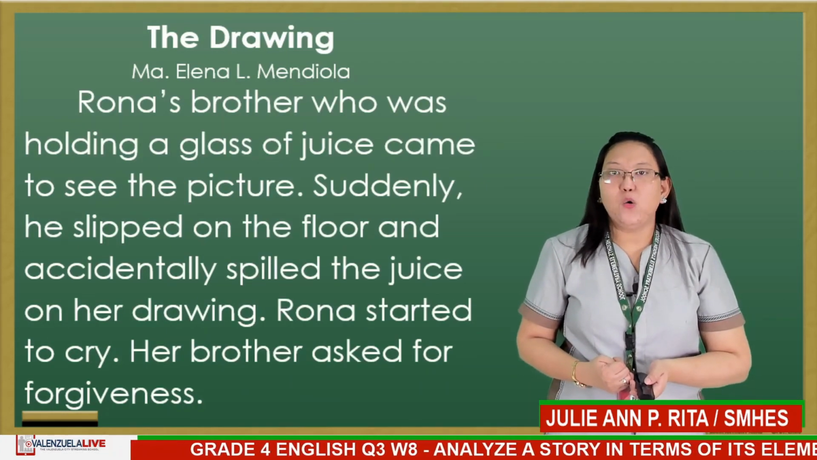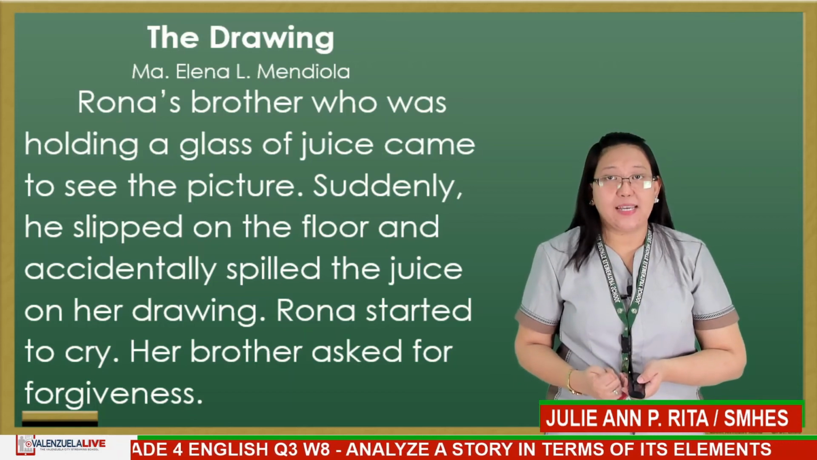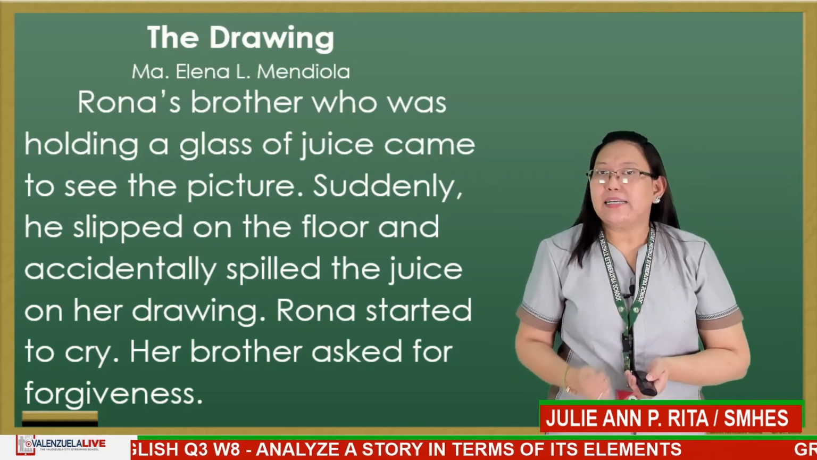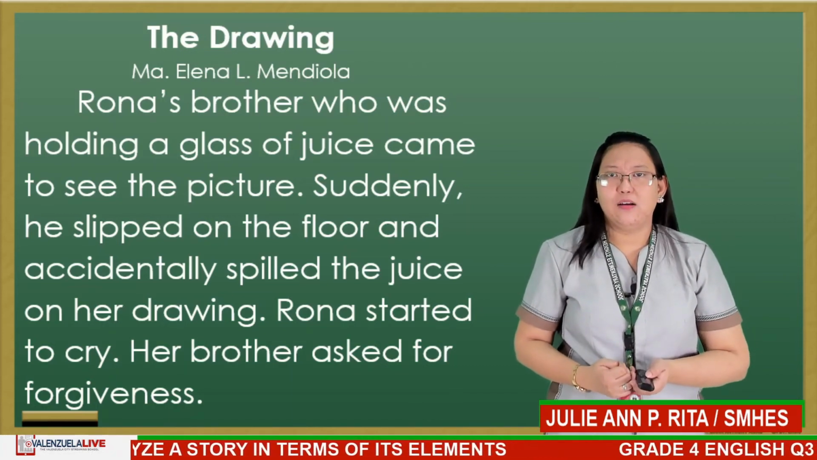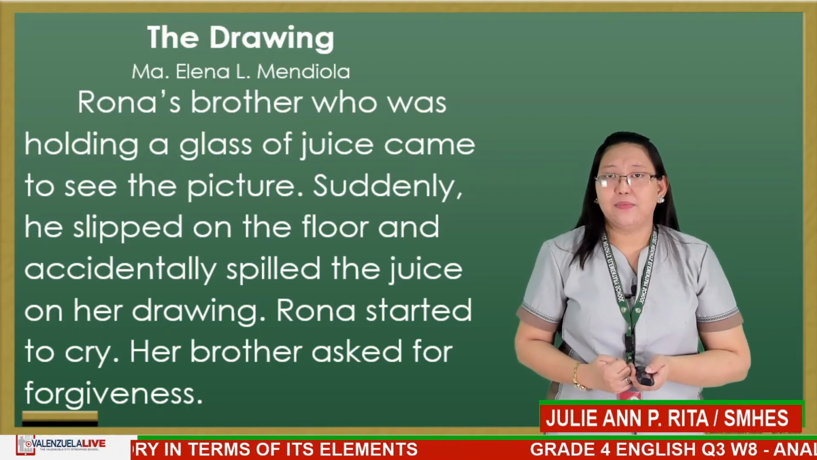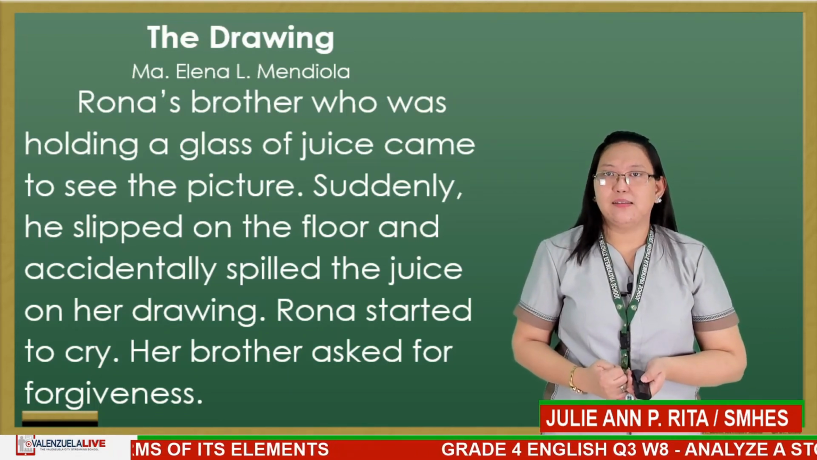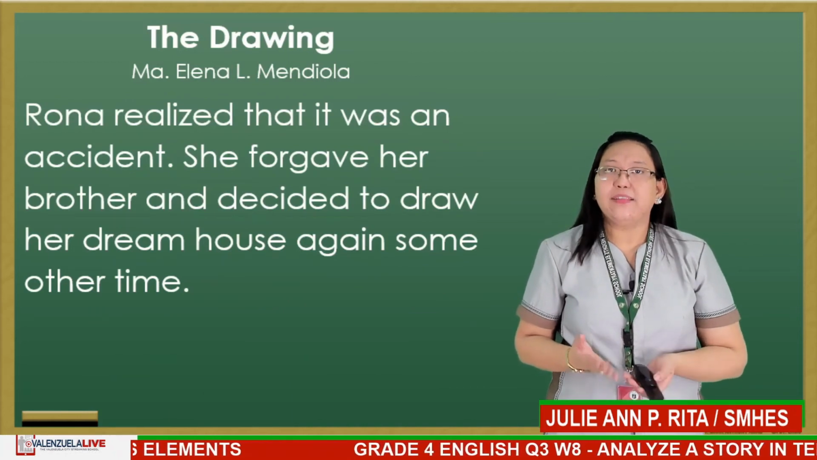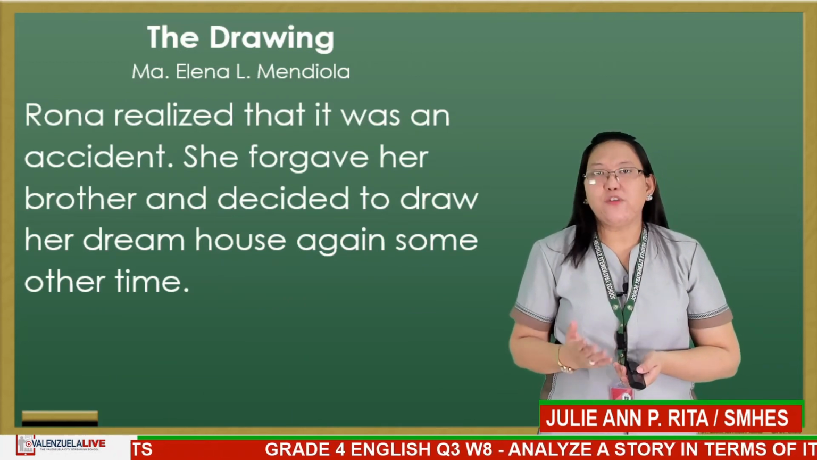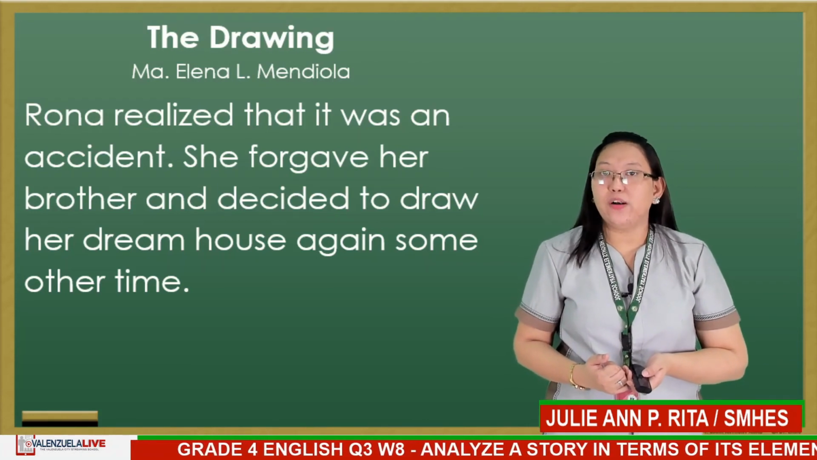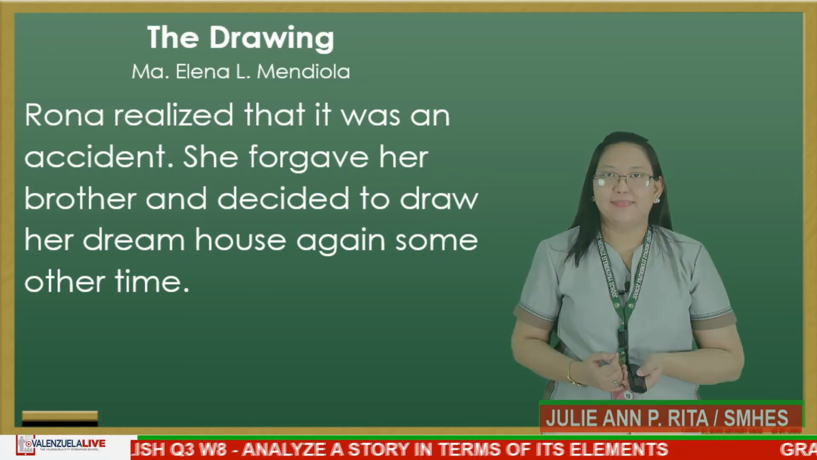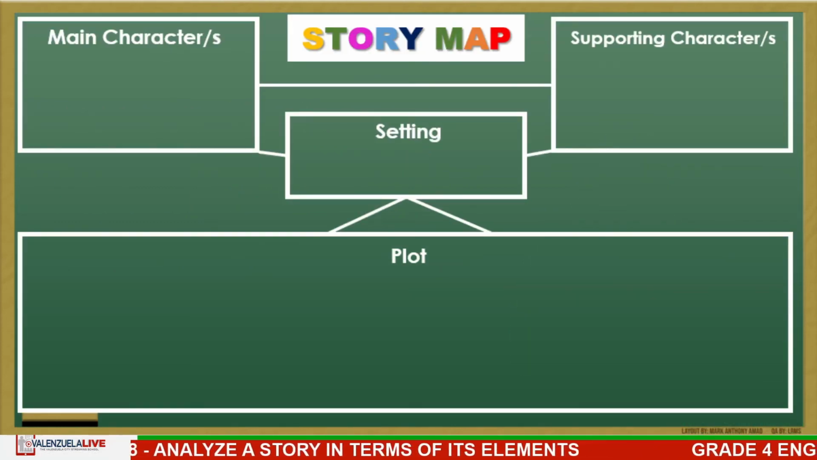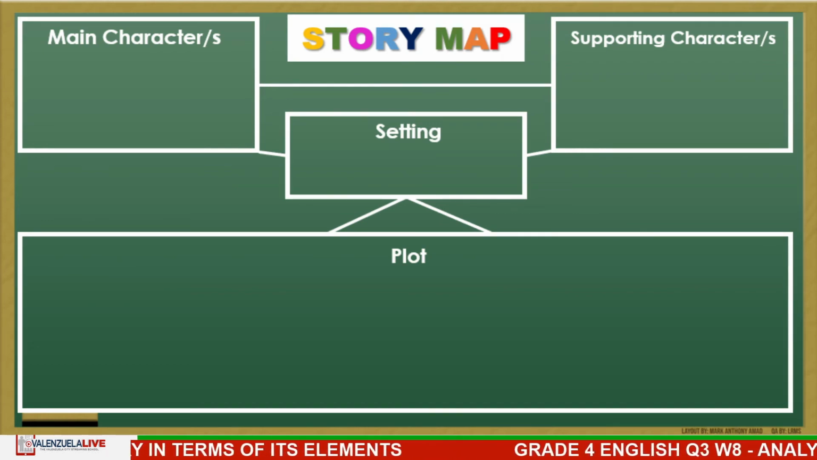Rona's brother, who was holding a glass of juice, came to see the picture. Suddenly, he slipped on the floor and accidentally spilled the juice on her drawing. Rona started to cry. Her brother asked for forgiveness. Rona realized that it was an accident. She forgave her brother and decided to draw her dream house again some other time. Copy the story map in your notebook and write there your answers. You have 1 minute to do this.